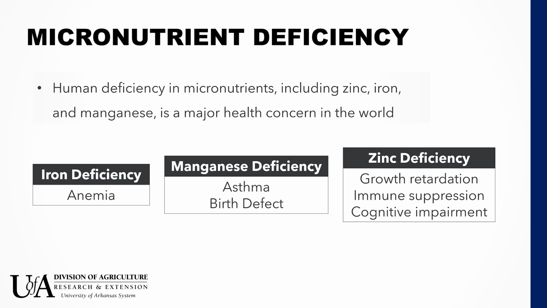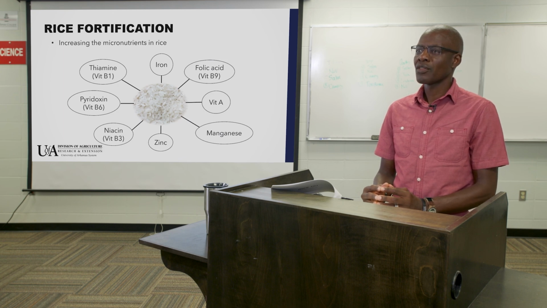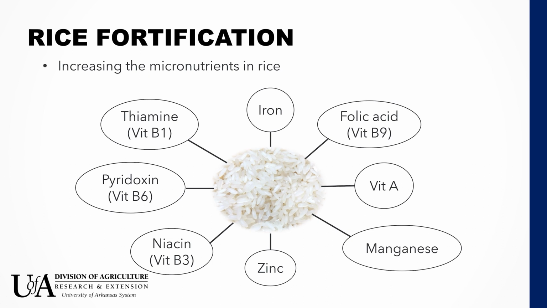For instance, iron deficiency has been associated with anemia. Manganese deficiency has been associated with things like asthma and birth defects. Zinc deficiency has been associated with growth retardation, immune suppression, as well as cognitive impairment. Rice fortification is therefore a very, very important technique to help increase these micronutrients in the rice. Through fortification, it's possible to add things like vitamin B, iron, folic acid, vitamin A, manganese, zinc, niacin, as well as vitamin B6.